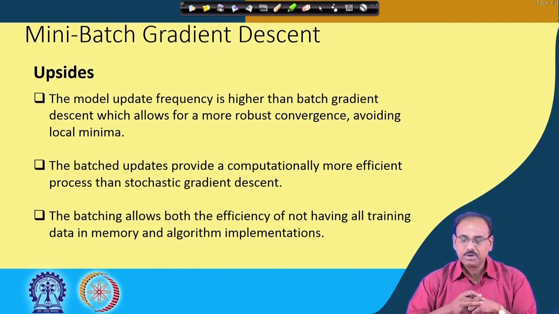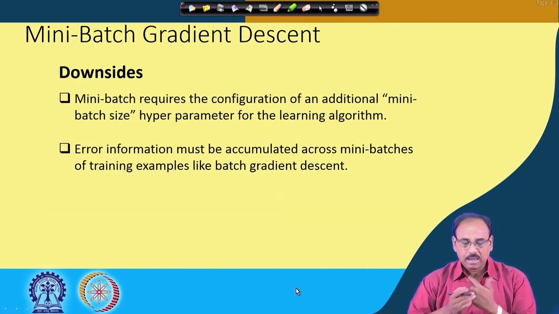So, here the computation is more efficient than in case of batch optimization. The other advantage is that in case of mini batch, I do not need all the training samples to be available in memory and to the algorithm. Rather, I need only the training samples in the mini batch to be available in main memory, whose size is much lower than the size of all the training samples. Coming to the disadvantages, how do you decide what should be the mini batch size? Mini batch requires configuration of an additional hyperparameter, which is the size of the mini batch. The other disadvantage, which is of course not as severe as in batch optimization, is that the error information must be accumulated across mini batches of training examples.